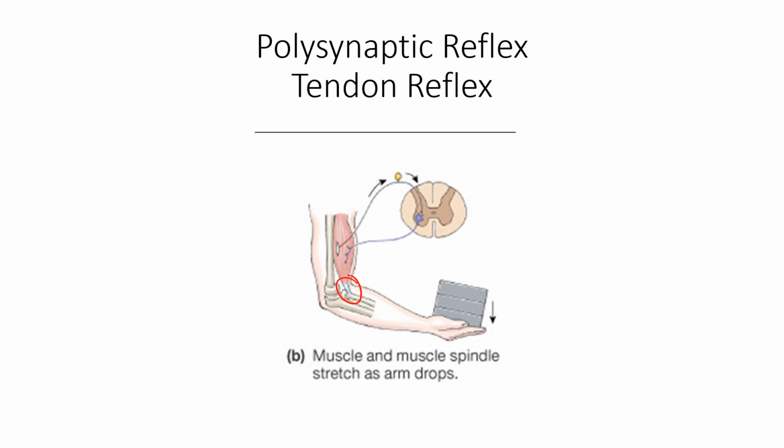Now, something to think about. This tendon reflex is opposite to one we just discussed. Right? It is opposite to the stretch reflex. Stretch reflex makes the muscle contract, whereas the tendon reflex makes the muscle relax. Just something good to hang on to there.